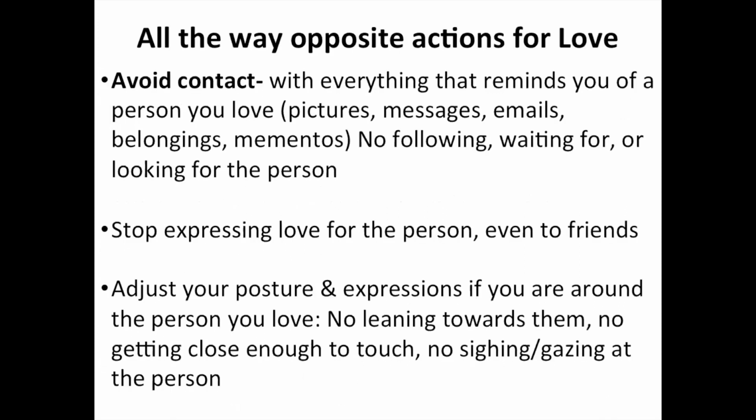And all the way opposite actions for love is avoiding contact with everything that reminds you of that person you love. That could be pictures, messages, emails, belongings, mementos, not following, waiting for, or looking for the person. We need to stop expressing love for that person and even to friends. So not discussing them to your friends. And you want to adjust your posture and expressions if you're around that person you love. No leaning towards, no getting close enough to touch, sighing, gazing, or staring at that person.